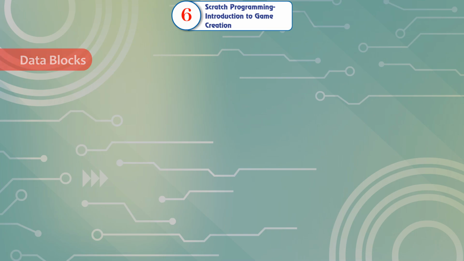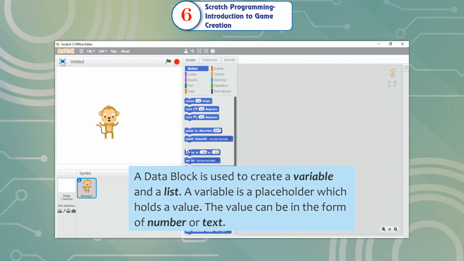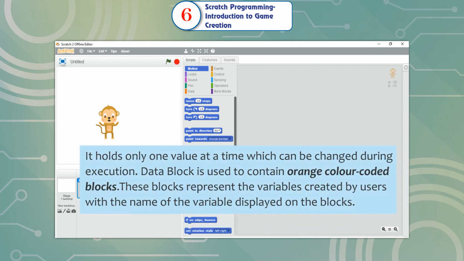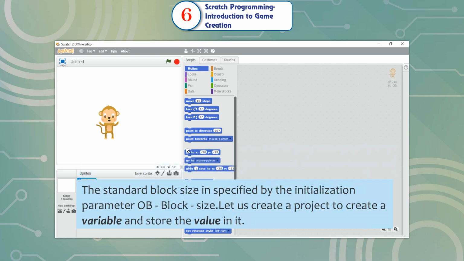Data blocks. A data block is used to create a variable and a list. A variable is a placeholder which holds a value. The value can be in the form of a number or text. It holds only one value at a time, which can be changed during execution. Data blocks contain orange color-coded blocks. These blocks represent the variables created by users, with the name of the variable displayed on the blocks. The standard block size is specified by the initialization parameter OB block size.